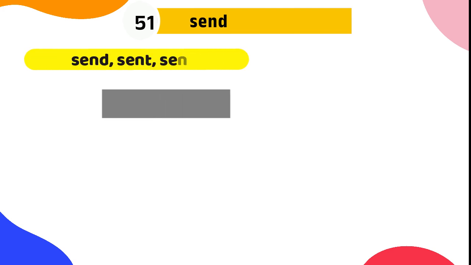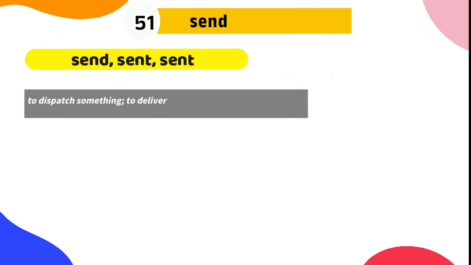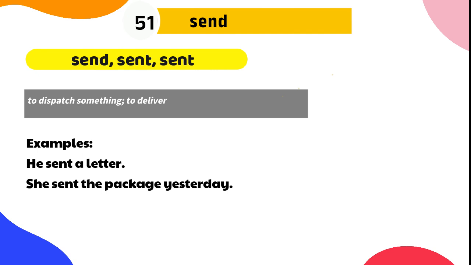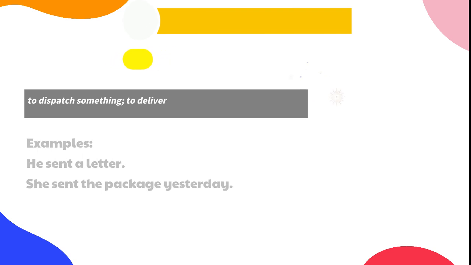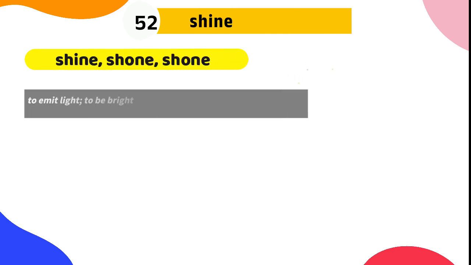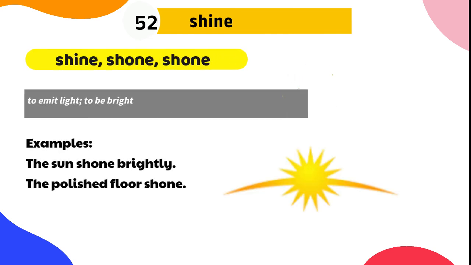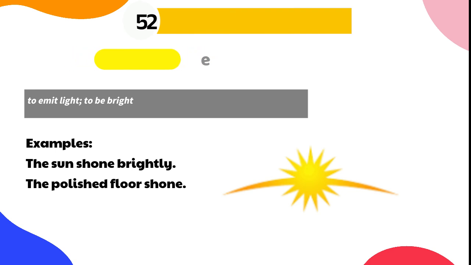Send, sent, sent. Meanings: to dispatch something, to deliver. Examples: He sent a letter. She sent the package yesterday. Shine, shone, shone. Meanings: to emit light, to be bright. Examples: The sun shone brightly. The polished floor shone.